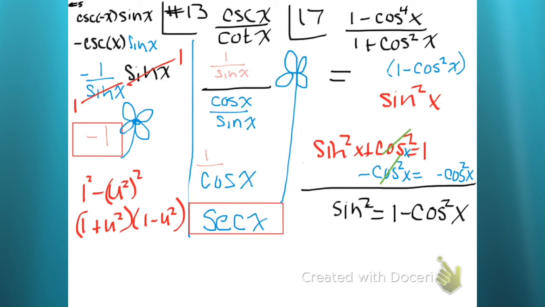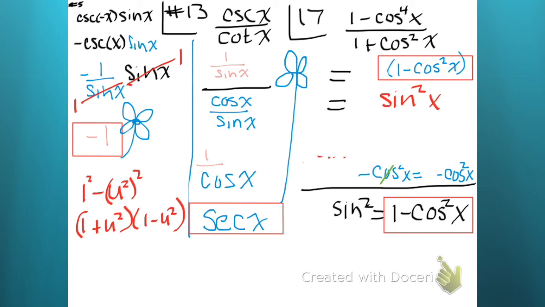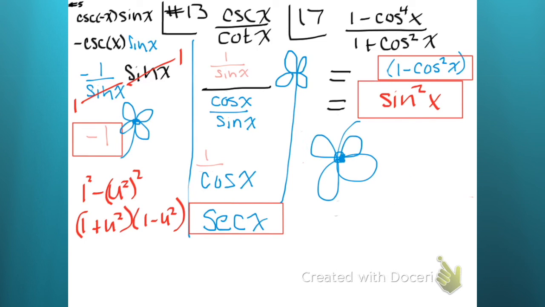Okay, a little slower now. See how those boxes are the same? So then I can equate them. And that's how 1 minus cosine squared x came to be sine squared. Did you want to see that slower?